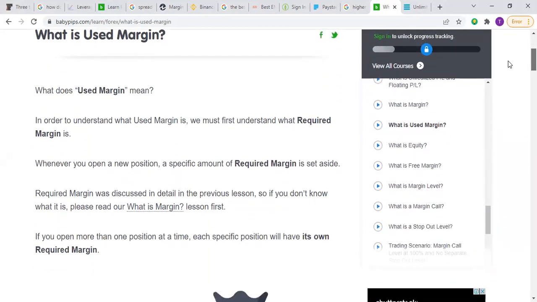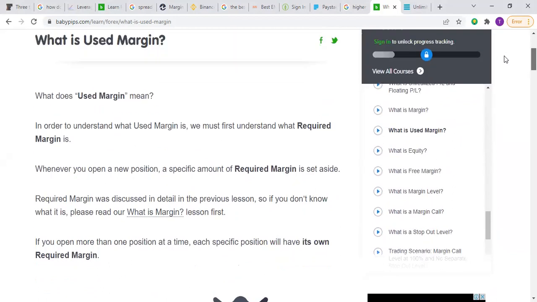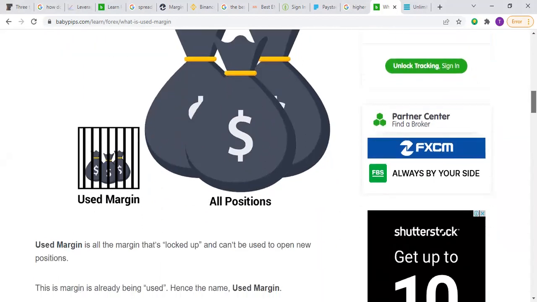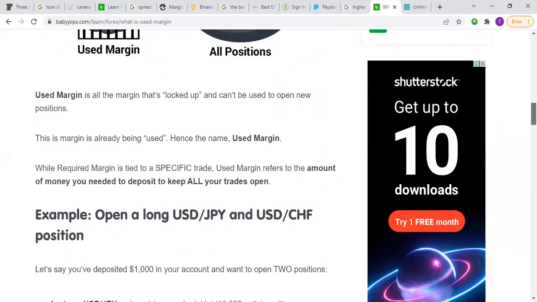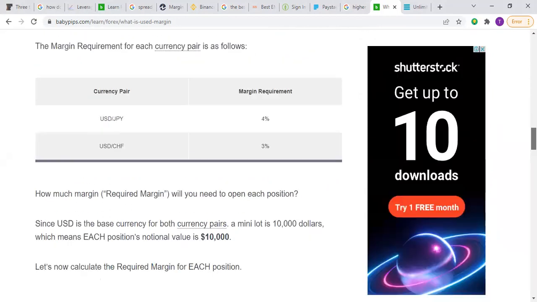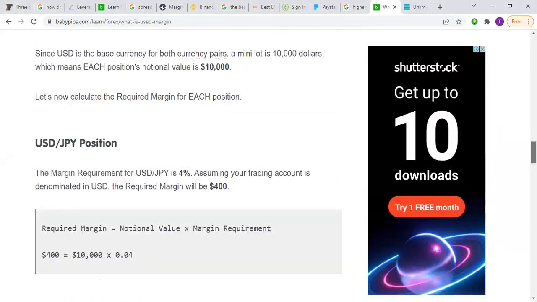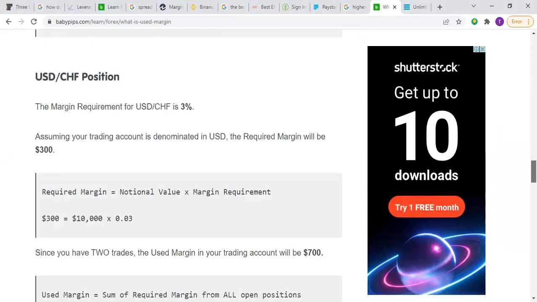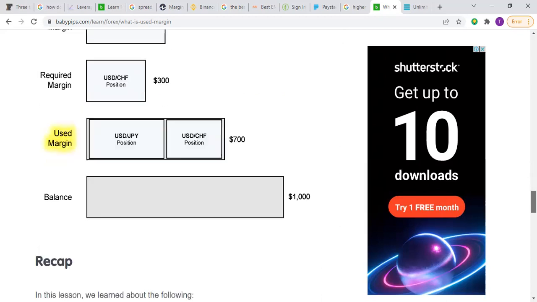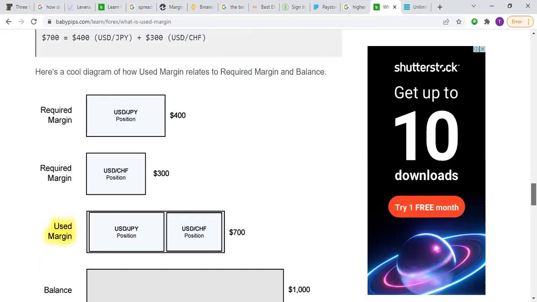So this is what I've been explaining so far. So what is used margin? So this is required margin, position size. You only have to have a little amount to trade a big position in Forex markets. I will share this in the group, so you can just go through the documents to understand more on the calculation and how margin works.